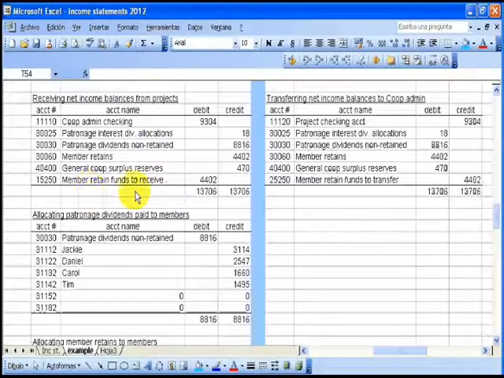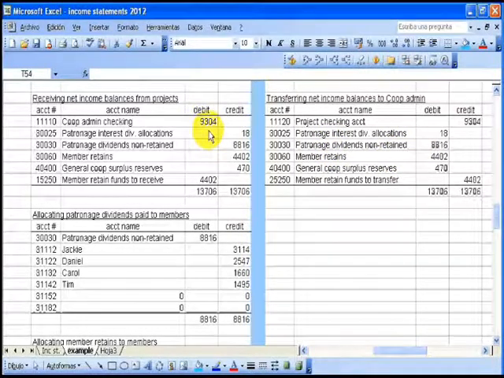This one right here says the member retained funds to receive. So the member retained funds will need to be received later. But right now the member retains are just going to be recorded in the co-op administration books, to keep track of who has what kind of retains, but the monies are actually still kept within the projects. That's a tricky point and a very important point. Okay, so the money moves over.